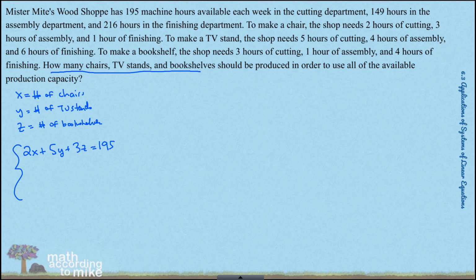A chair needs 3 hours to assemble, and we have X of those. A TV stand, 4 hours to assemble. Bookshelf, 1 hour to assemble. And we have a total of 149 assembly hours. Please try to do the last equation on your own. Pause the video.